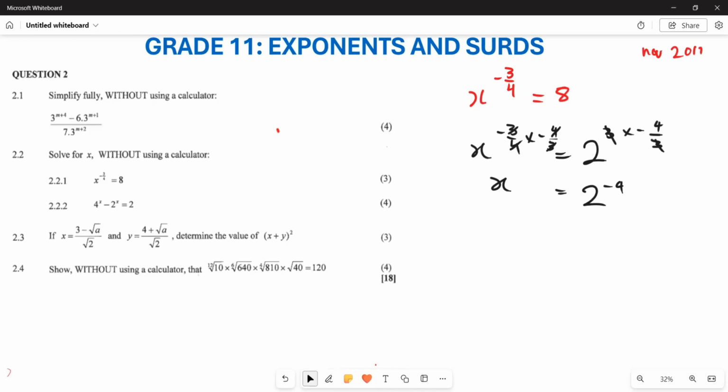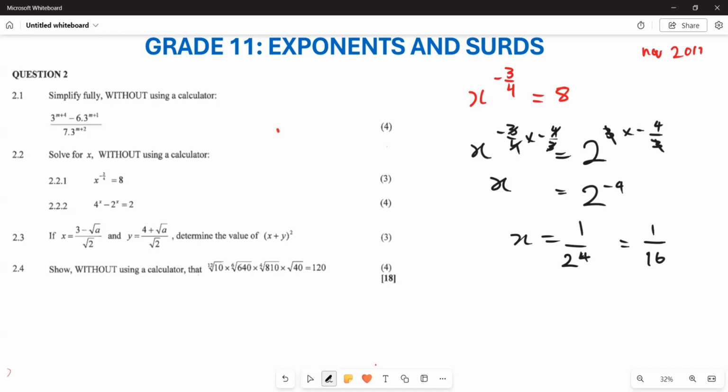Now, what is 2 to the power of negative 4? This is the same as 1 over 2 to the power of 4. So x is equal to 1 over 2 to the power of 4, and that is 1 over 16. So that is going to be the value of x, which is 1 over 16.